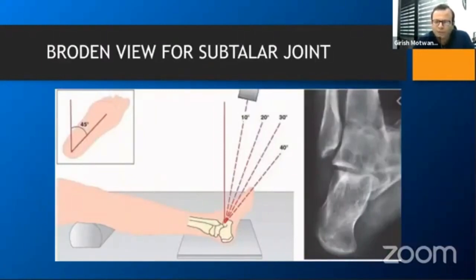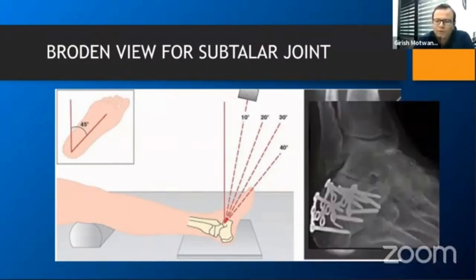Again, you have to keep the foot in 45 degree inversion. You have to take the X-ray at 10 degree, 20 degree, 30 degree, and 40 degree. And this view is important to know about the subtalar joint congruence. It is important when you are looking for the subtalar joint congruence during the fixation of calcaneal fracture surgery, and also whenever you are fusing the joint, whether it is properly compressed or not, you have to look at the Broden's view.